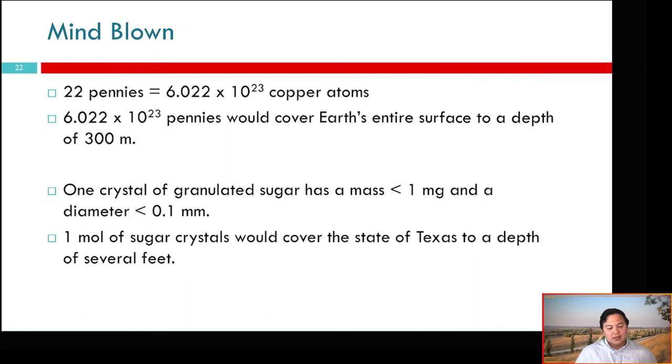And then one crystal of granulated sugar has a mass of less than 1 milligram, and a diameter of less than 0.1 millimeters, but 1 mole of sugar crystals would cover the state of Texas to a depth of several feet. So the numbers that we're working with here, this is why we use moles instead, because it doesn't make sense to work with such incredible numbers. You run into the same thing if you've ever looked at the distances in space. The distance to the moon is roughly 240,000 miles. So if you've got a really good car, you can drive your car to the moon, but it takes years and years of driving to do that.